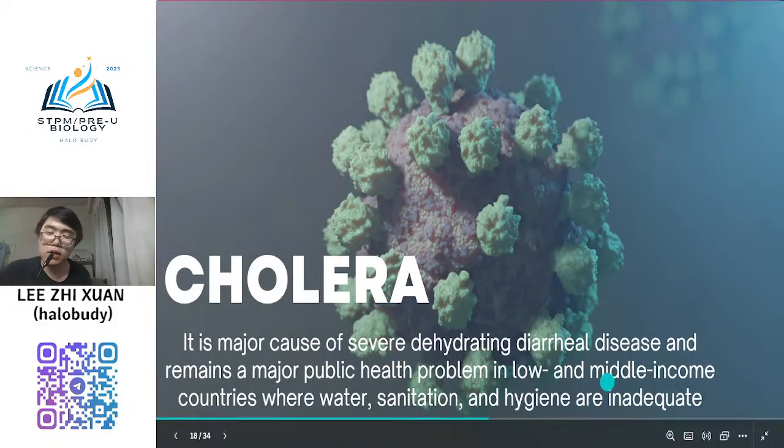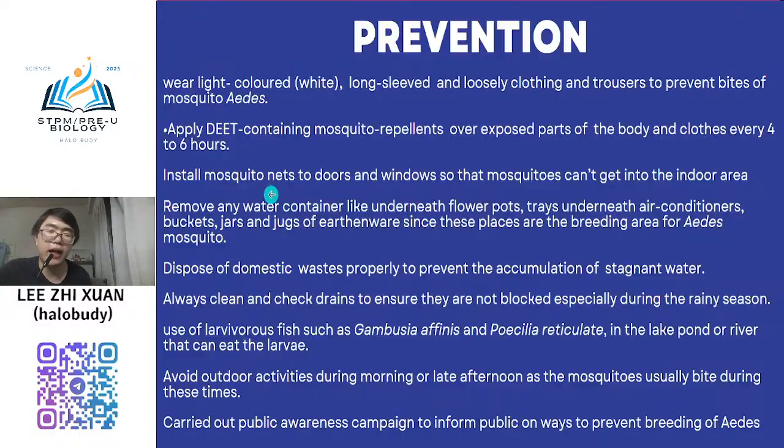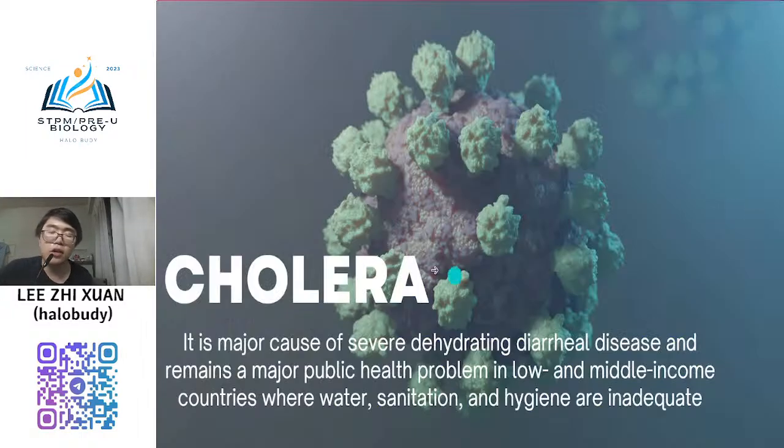Okay, next we go to cholera. So this is the second infectious disease that you need to learn. Normally this disease is very rare in Malaysia, because it is a food poisoning disease. It is a severe dehydrating diarrheal disease, and remains a major public health problem in low and middle income countries.